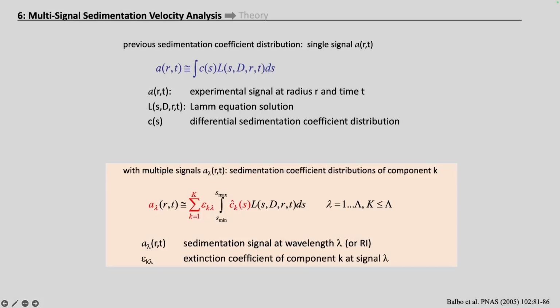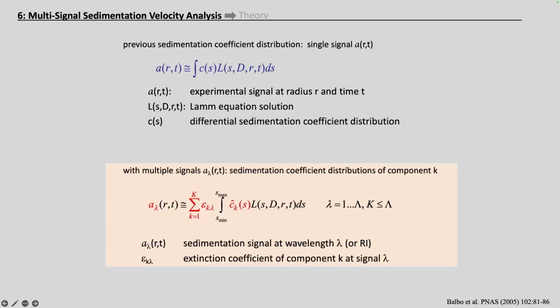This is going to be the only math slide on this. Previously, we have modeled our experimental data as a linear superposition of Lamm equation solutions, with the coefficients representing the sedimentation coefficient distribution. In the multi-signal context, we extend this to all data at each wavelength lambda. And we allow for the fact that there are different components k, each of which has its own sedimentation coefficient distribution c_k(s). We need to know what is the signal contribution of each kind of component to each of the signals, which is denoted with the extinction coefficient matrix.